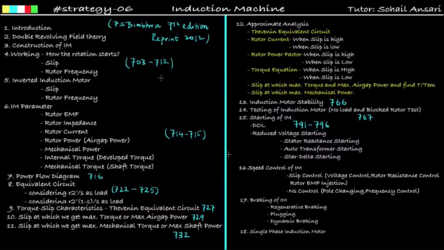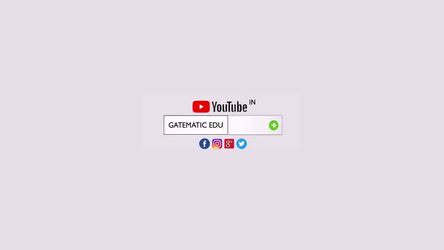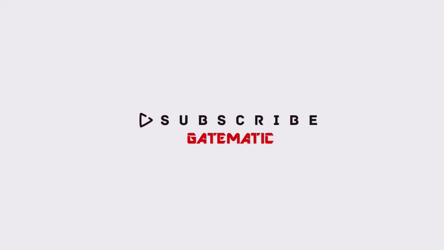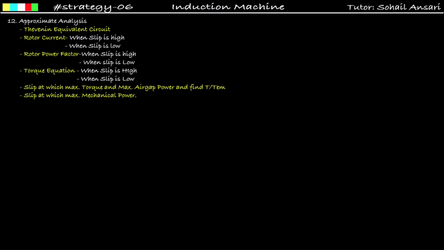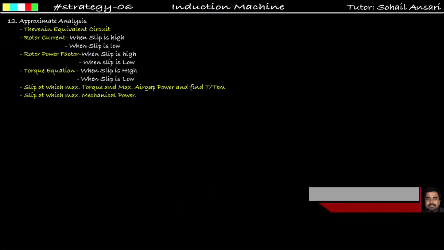Till now we have completed from point number 1 to point number 11 according to the strategy given by me. Now in this lecture we will start the approximate analysis of induction machine. So let's get started. So let us start point number 12, that is the approximate analysis. This is the approximate analysis.